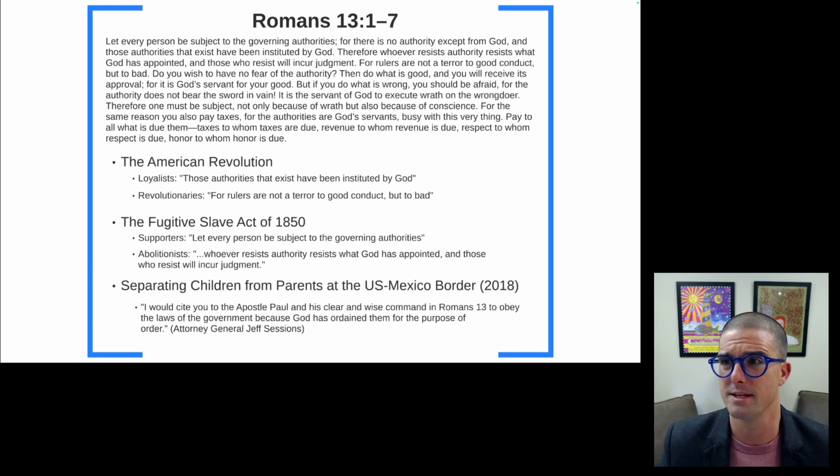So in all three of these different cases, we have oppressive situations wherein the oppressors are utilizing Romans chapter 13 to uphold their particular position, which most of us nowadays would say is probably a morally wrong or maybe even morally abhorrent position.